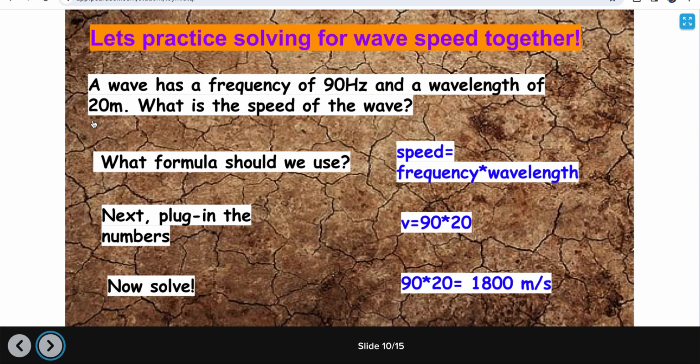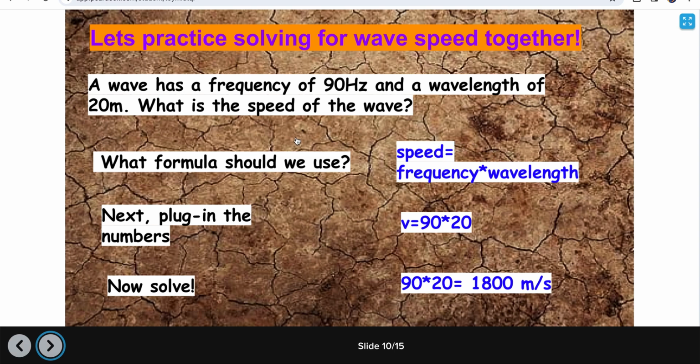I almost said story problem because I have a first grade brain still. So a wave has a frequency of 90 hertz, Hz, hertz, and a wavelength of 20 meters. What is the speed of the wave? Well, first you have to figure out what formula. For this, it's going to be speed equals frequency times wavelength.